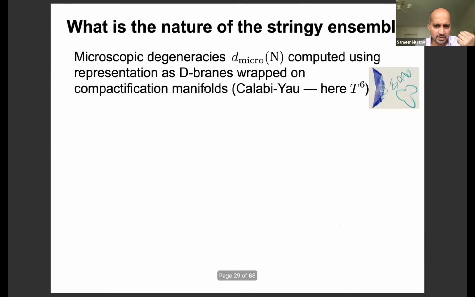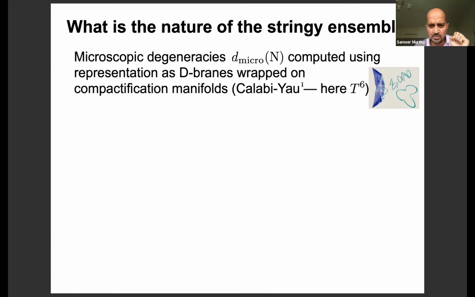And typically you can realize them as some D-branes of various types wrapping cycles of the compactification manifold. Recall that string theory is 10-dimensional. The black holes we're talking about are 4-dimensional. So there's some Calabi-Yau compactification. Calabi-Yau has some cycles, and you have D-branes wrapping these cycles.